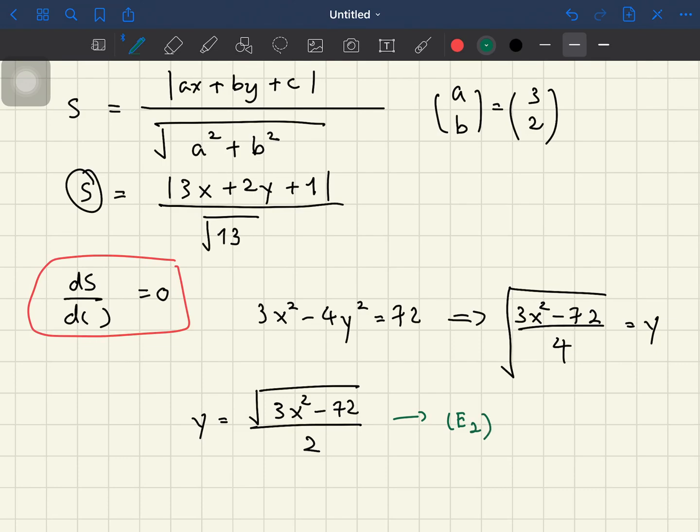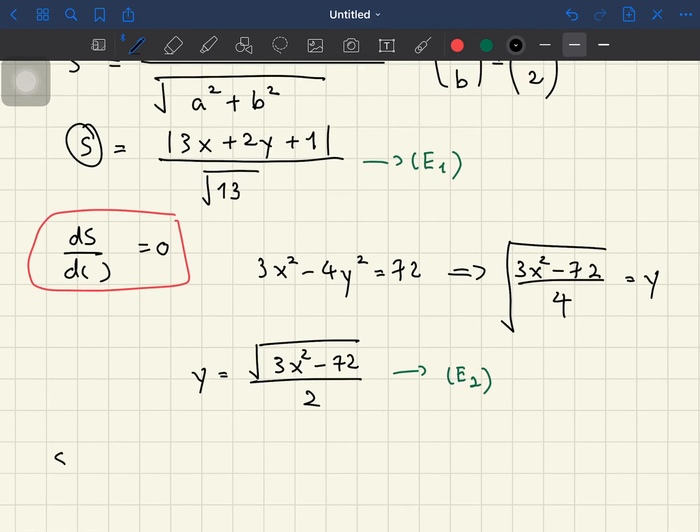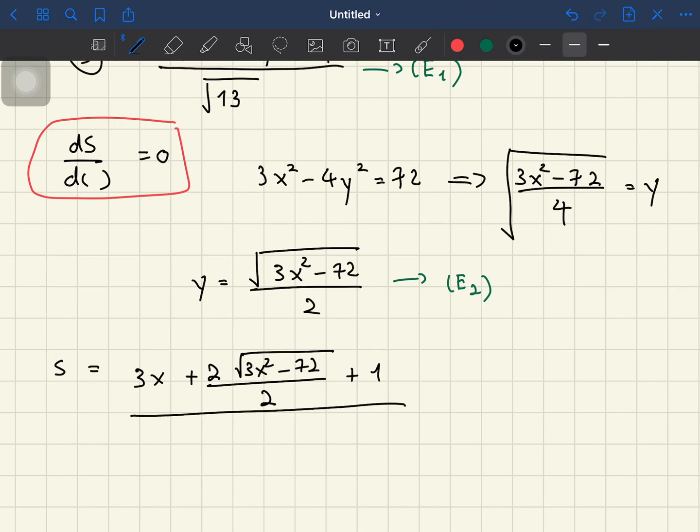This we name as equation 2, and this we name as equation 1. So we substitute equation 2 into equation 1, and so we can get s in terms of x. And then by removing the absolute value, and assuming that this entire absolute expression is always positive, we can just get 3x plus 2 square root of the entire expression in terms of x over 2 plus 1, and then over square root 13.